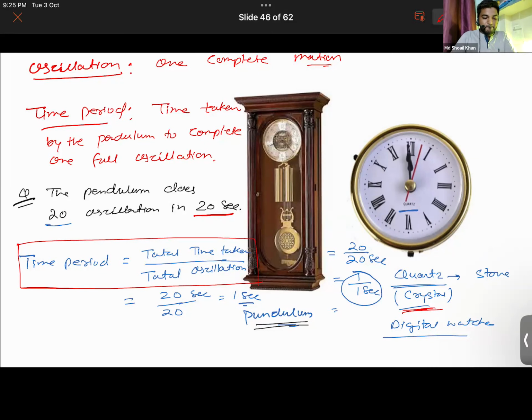Sir, like total time taken by the number of oscillations, right? Total time taken to cover the total oscillations, right? Yes, so that is 1 second here.